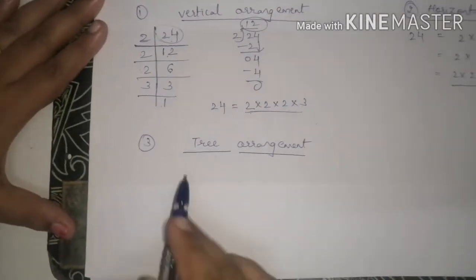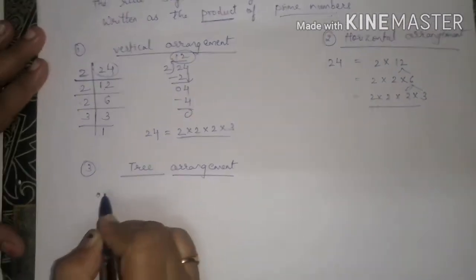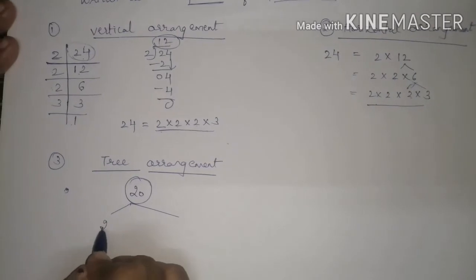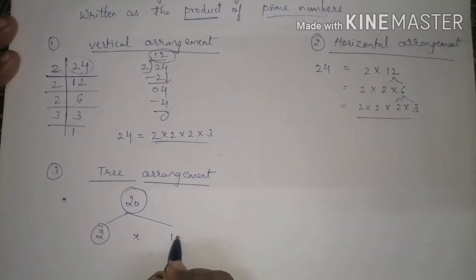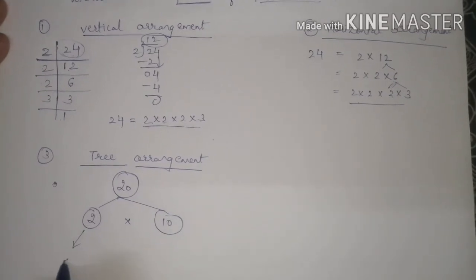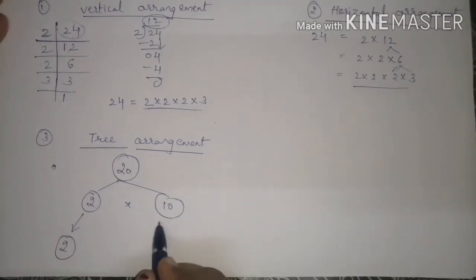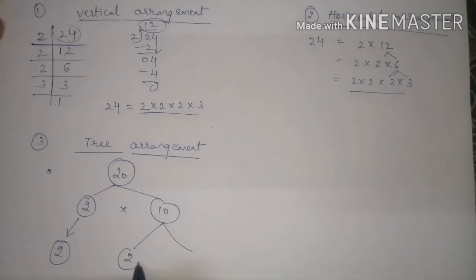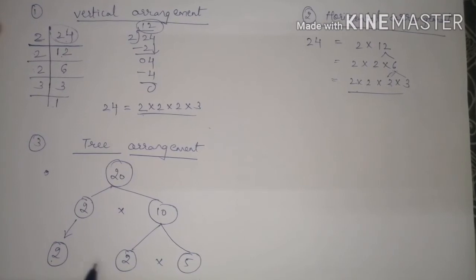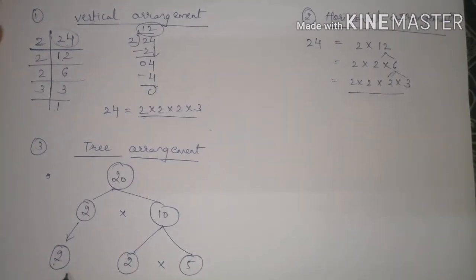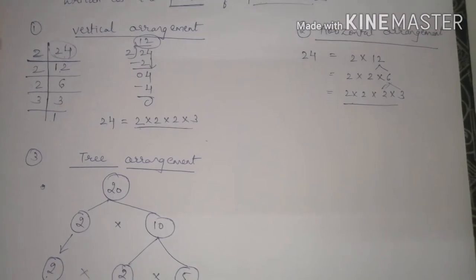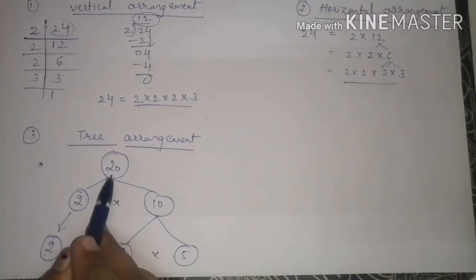Now tree arrangement, the third one. I'll take another example, 20. Now these factors of 20 we can write like this: 2 multiplied by 10. 2 tens is 20, children. Now 2 doesn't have any factors, so 2 I'll write as it is. This 10 again has 2 more factors: 2 fives are 10. Further they cannot be written. So these are the factors of 20: 2 multiplied by 2 multiplied by 5. 2 twos are 4, 4 fives are 20.